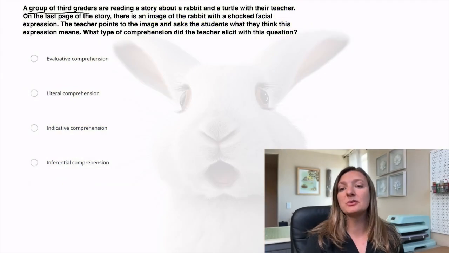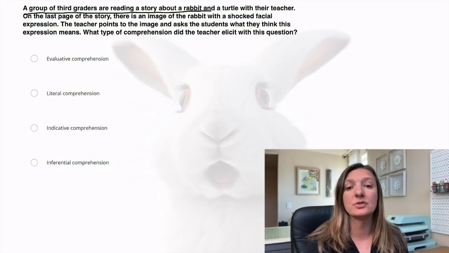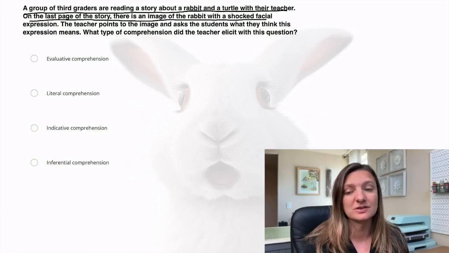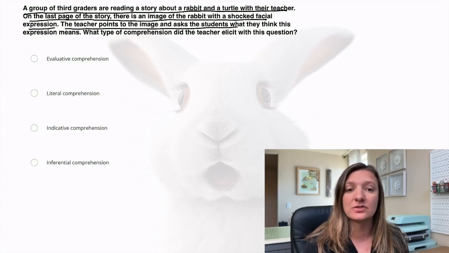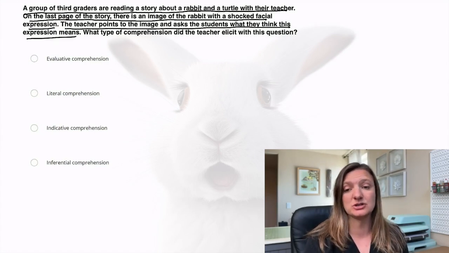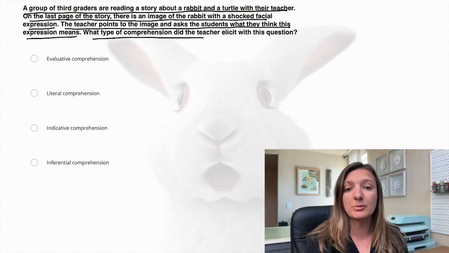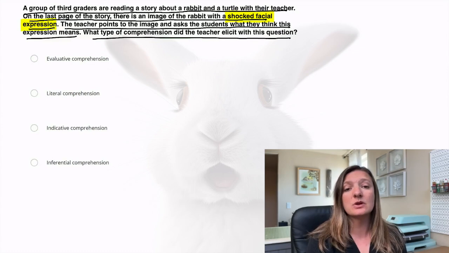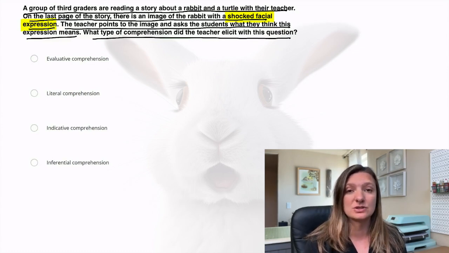Question 3, a group of third graders are reading a story about a rabbit and a turtle with their teacher. On the last page of the story, there is an image of the rabbit with a shocked facial expression. The teacher points to the image and asks the students what they think this expression means. What type of comprehension did the teacher elicit with this question? So let's look at all of these different types of comprehension. And we are looking specifically for any facial expression or expression that she's looking for.